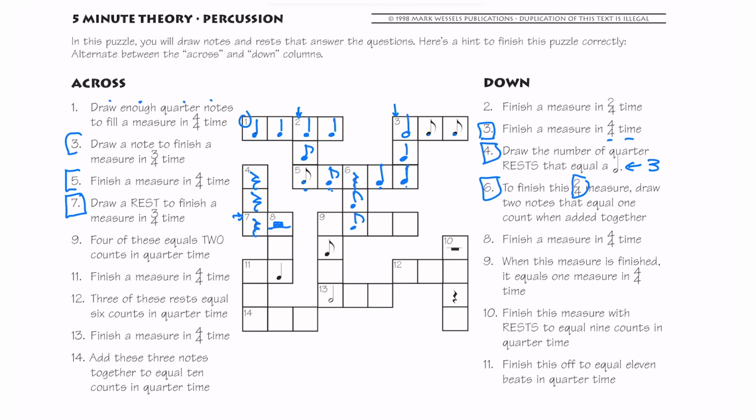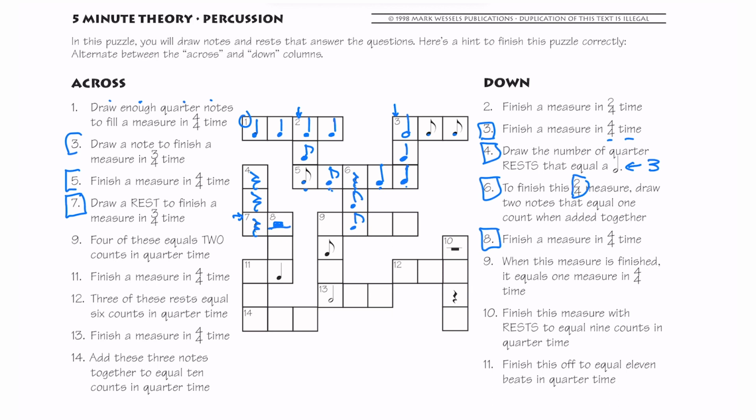Yeah? This is not easy for those who are not really thinking hard. All right, number 9 across. Now let's go to 8 down. 8 down. Finish a measure in 4/4 time.